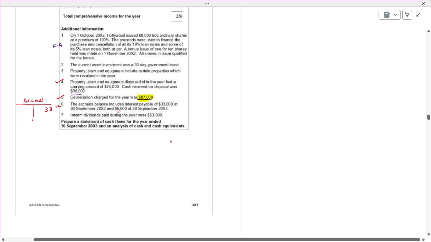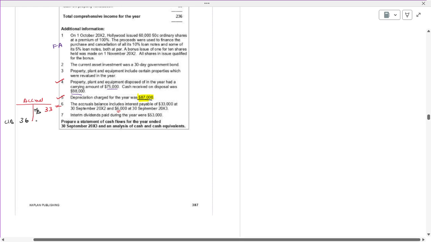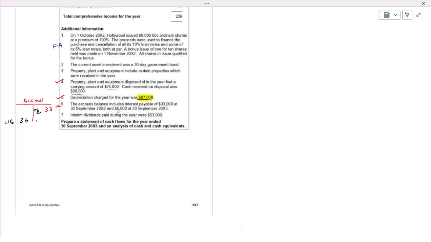Liability opening balance will be on the credit side. Closing balance will also be on the credit side. How much is there? 36. They say the balance includes interest payable, meaning 33 out of it is the interest amount. Again, we will do interest separately.